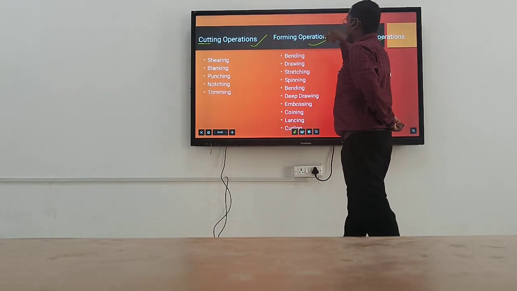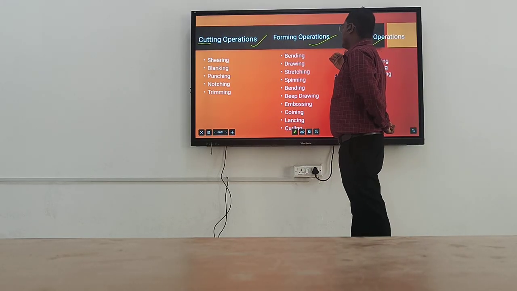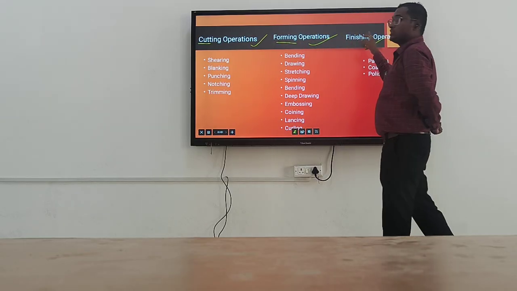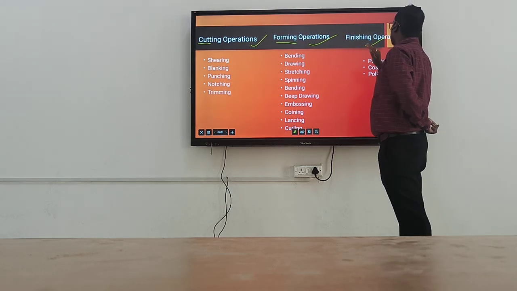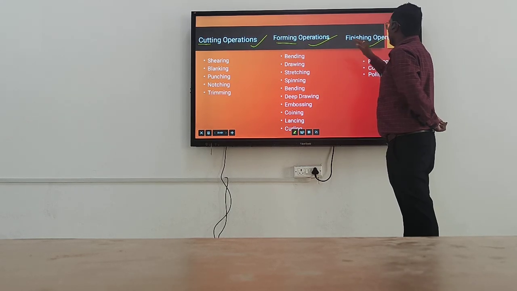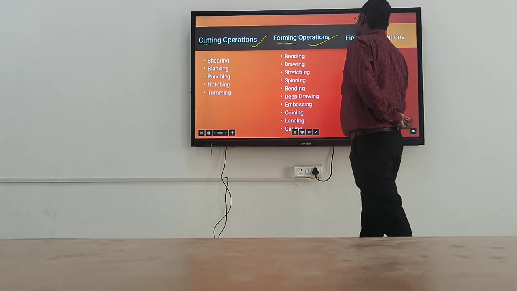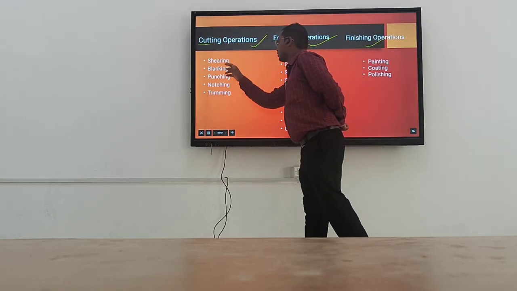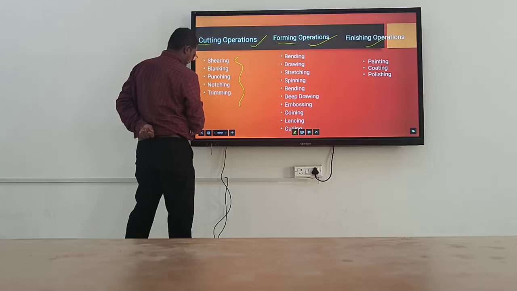Next, the forming operation. In forming operation, we change the shape, the form of the material. Then finishing operation. In finishing operation, we clean the surface of whatever product we get. Next, we describe other things in the next slide.